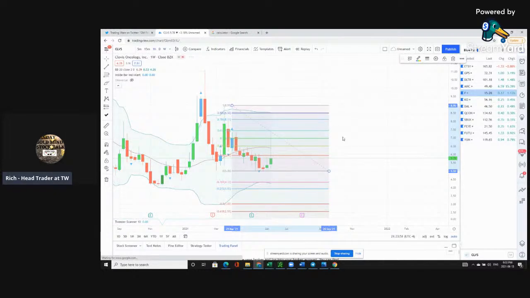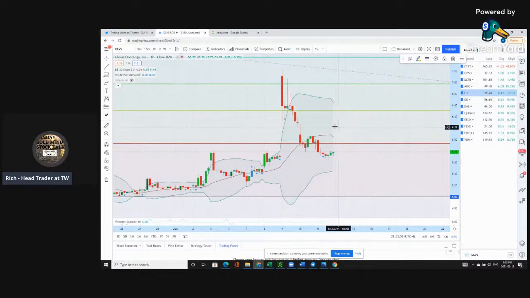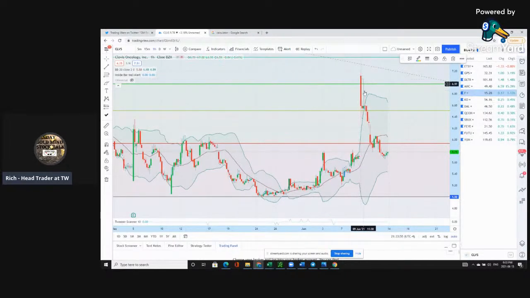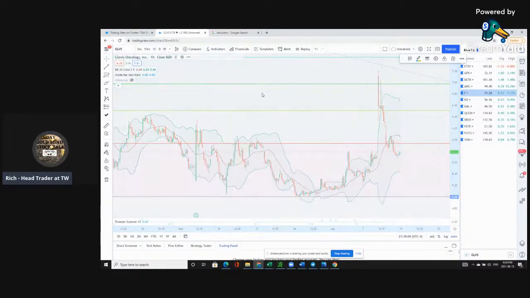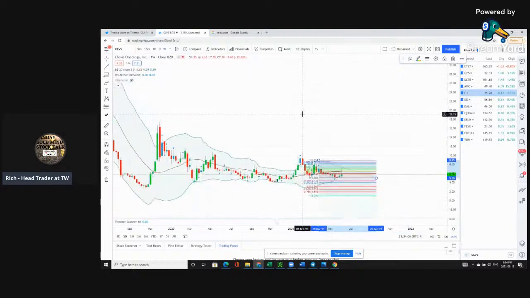Let's go to the hourly chart. You can see this closely on the hourly chart. This is what it looks like on the hourly chart. We open up here and the algorithm is shorting right away because this is a stock that's been getting beat up over and over again.